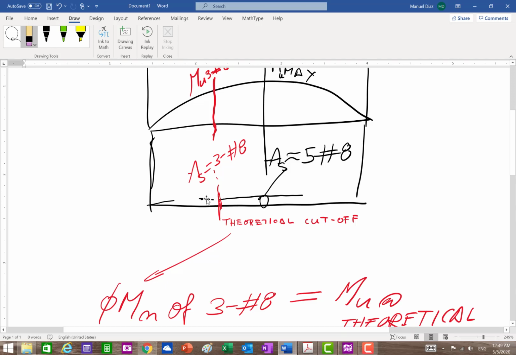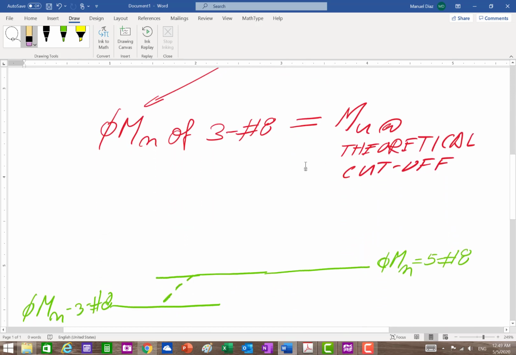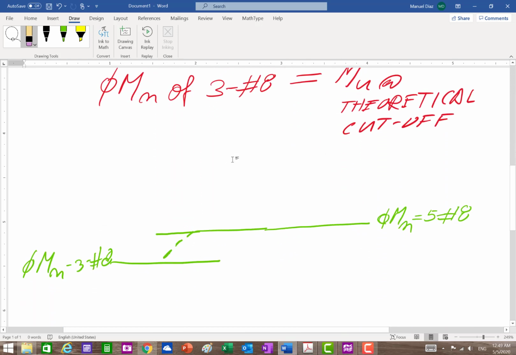Now, why do we need this extra here? Why don't we just stop there? I mean, that's the theoretical value. Well, thing is, moments change. Remember, you have different load cases. That's one reason. Another thing is that, remember we talked about when I showed you development length and all that, it takes time for the stresses to go from 0 up to the fy, right?